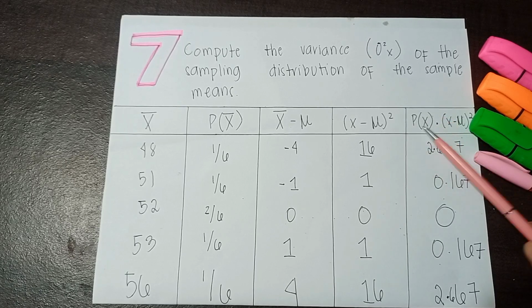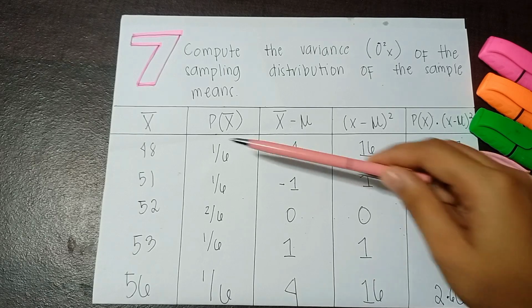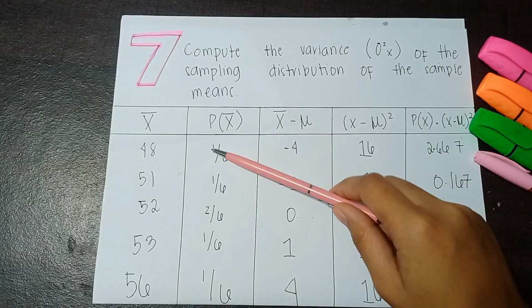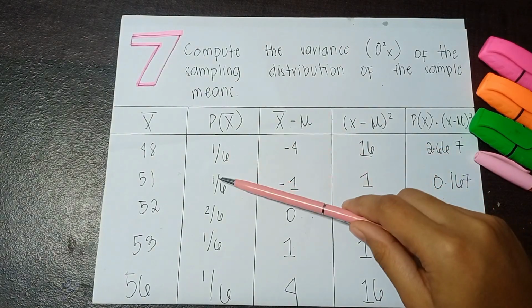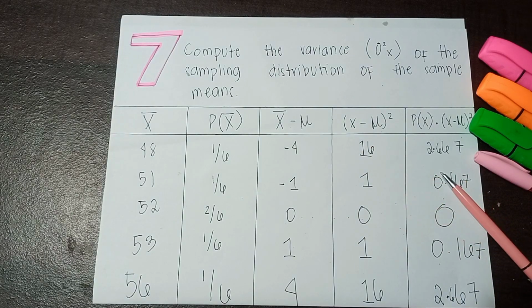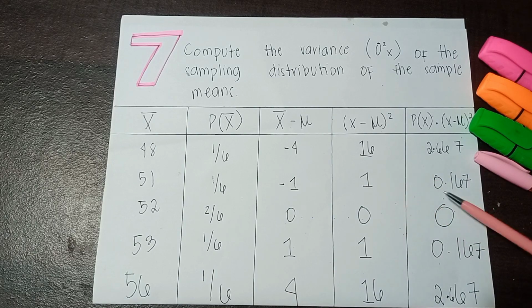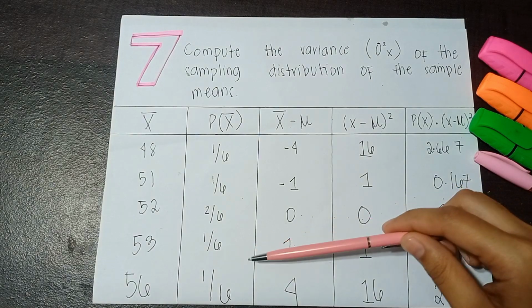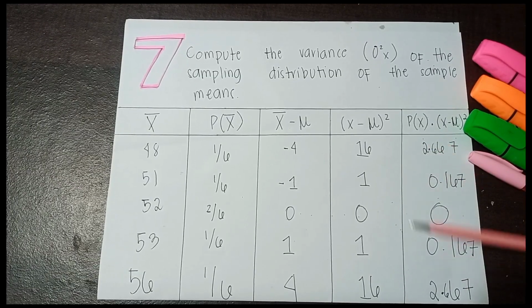To fill the fifth column, we will just multiply the results in the fourth column by the corresponding probability, which is in the second column. So 1/6 times 16 equals 2.667. 1/6 times 1 equals 0.167. 1/3 times 0 equals 0. 1/6 times 1 equals 0.167. And 1/6 times 16 equals 2.667. My answers here are rounded off to 3 decimal places.